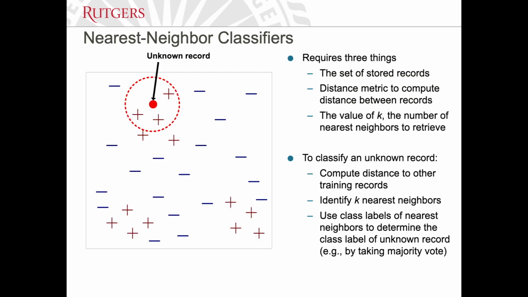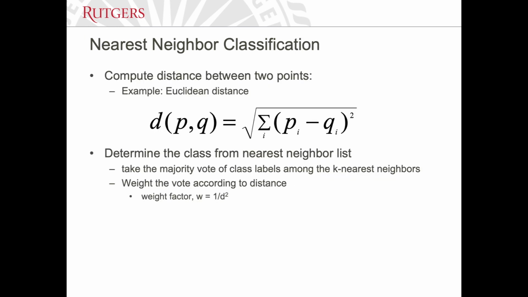So when we classify an unknown record by using KNN, we first need to compute the distance to the other training records, then identify the K nearest neighbors. When the neighbors have more than one label, the data point is assigned to the majority class of its nearest neighbors. To compute the distance between 2 points, a commonly used method is the Euclidean distance, which can simply be interpreted as the straight line distance between 2 points.